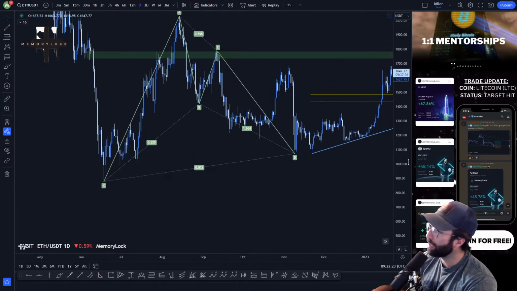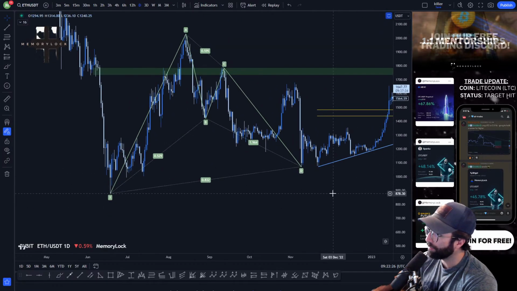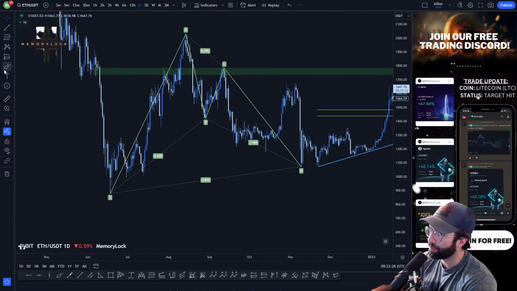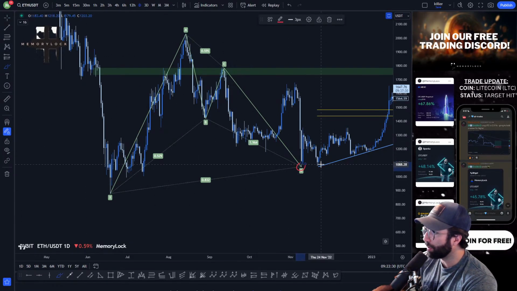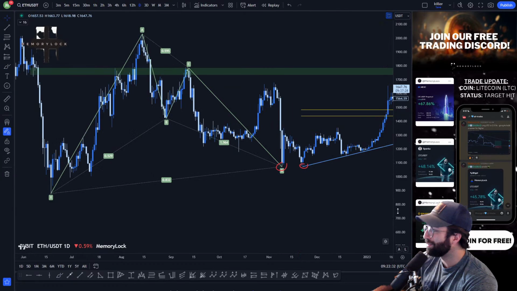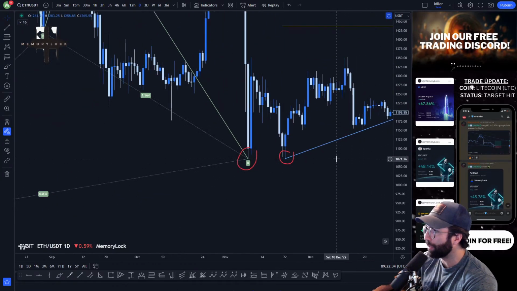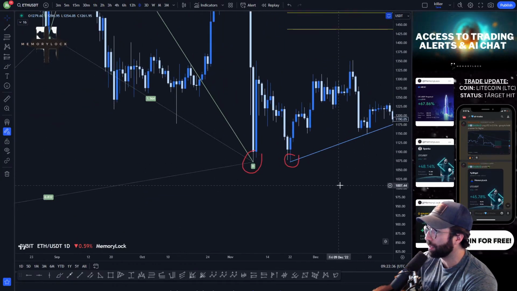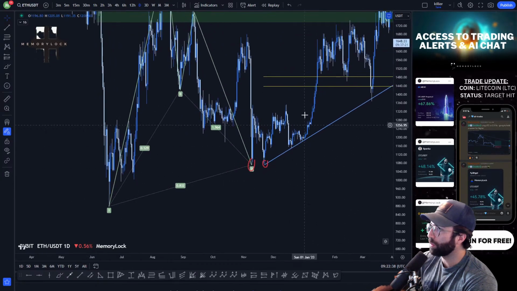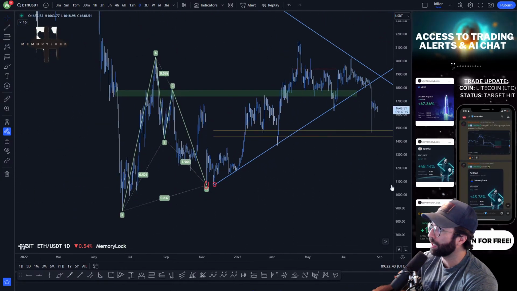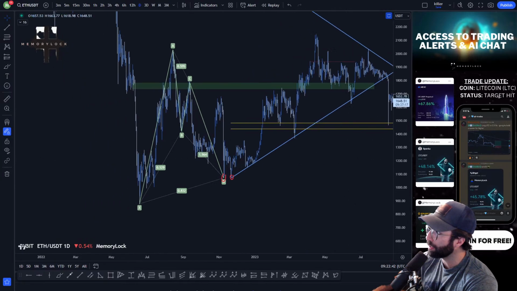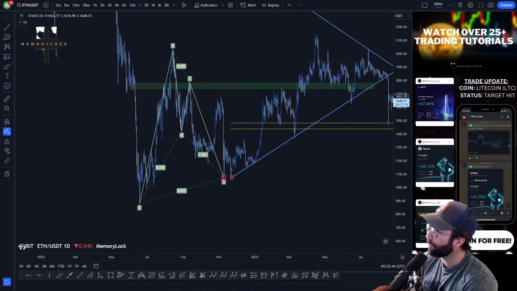Now granted, the one on Arbitrum's not a perfect harmonic. This was a damn near perfect harmonic. But you can see we put in the low here and didn't take out the low, but just barely missed it, right? For nearly a double bottom. And then of course we had this just massive rally to the upside where this harmonic played out perfectly. So I kind of see that similar thing on Arbitrum.